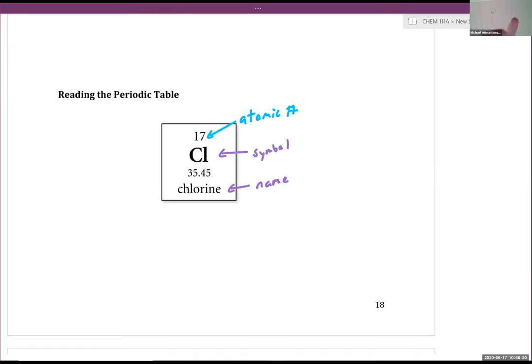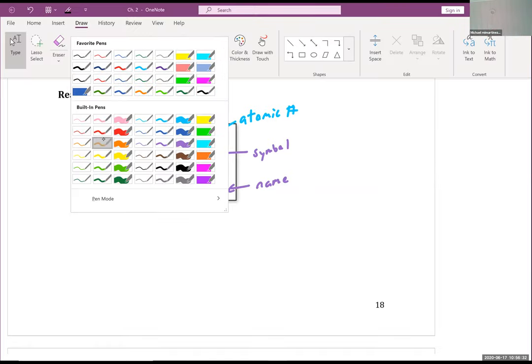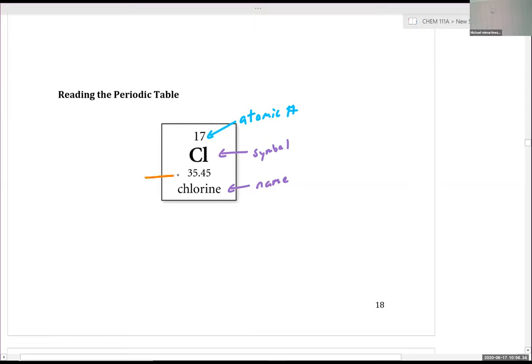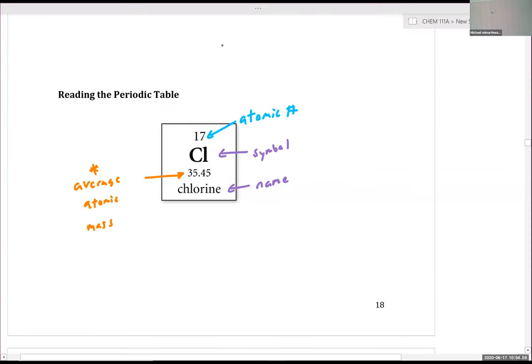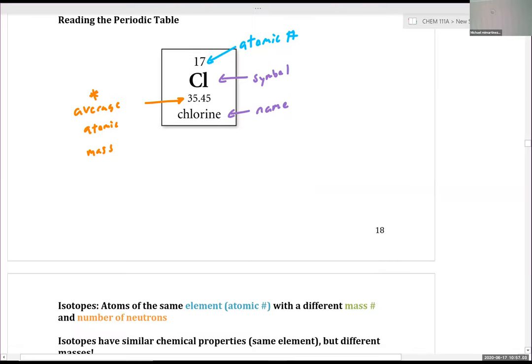One other number that we're going to mention in this reference, but we'll delve into it in a later portion of this chapter. This number below your element symbol is your average atomic mass. And we'll utilize this a little bit later on to begin to understand the amount of each element's isotope in nature. Okay, so let's keep going from here.